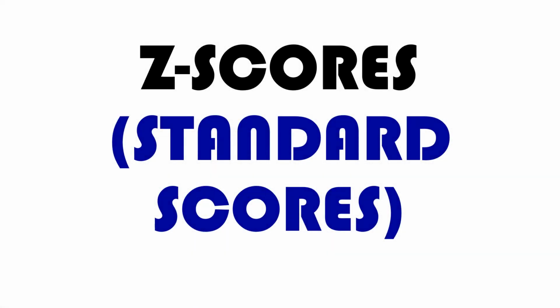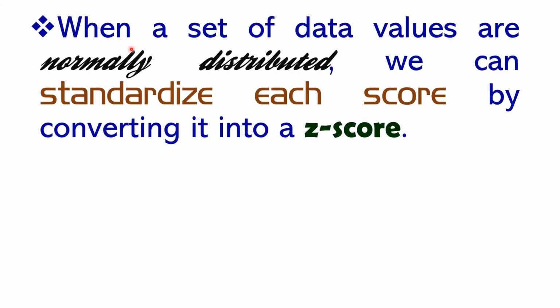In this video, we will be talking about z-scores, also known as standard scores. When a set of data values are normally distributed, we can standardize each score by converting it into a z-score. By the way, when can we say that the set of data are normally distributed?